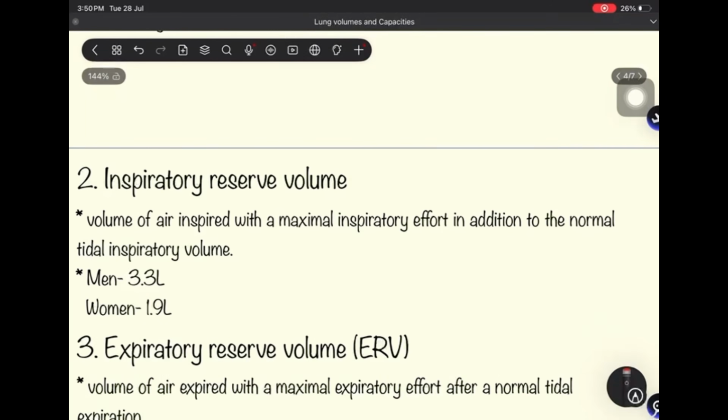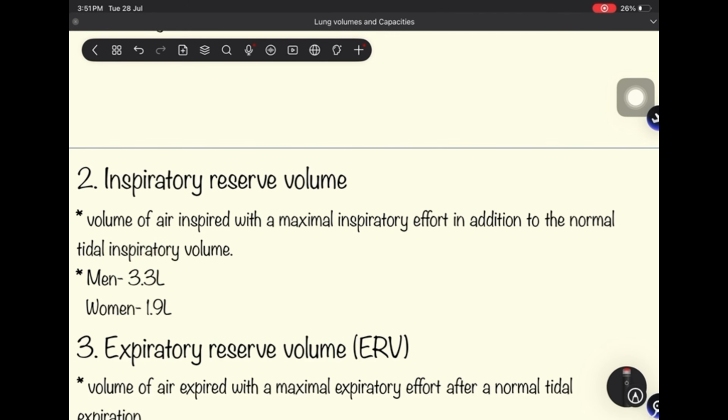Next is the inspiratory reserve volume. It is the volume of air inspired with maximal inspiratory effort in addition to the normal tidal inspiratory volume, which means the inspiratory reserve volume is the additional volume. Apart from the normal tidal inspiratory volume, how much volume of air we can inspire by a maximal inspiratory effort is known as the inspiratory reserve volume. It is different for both men and women. In men, it is 3.3 liters and in women, it is 1.9 liters.